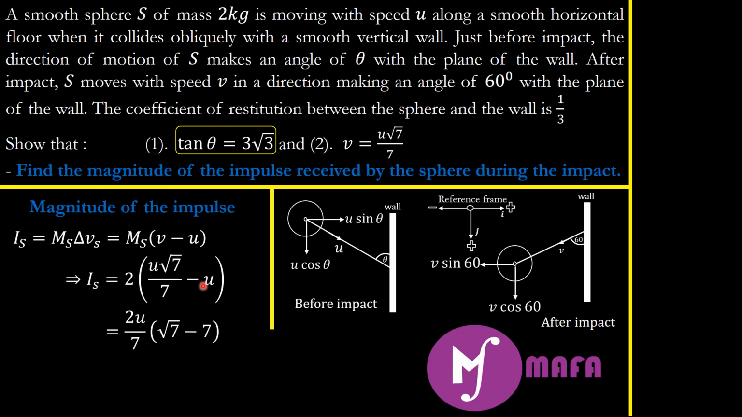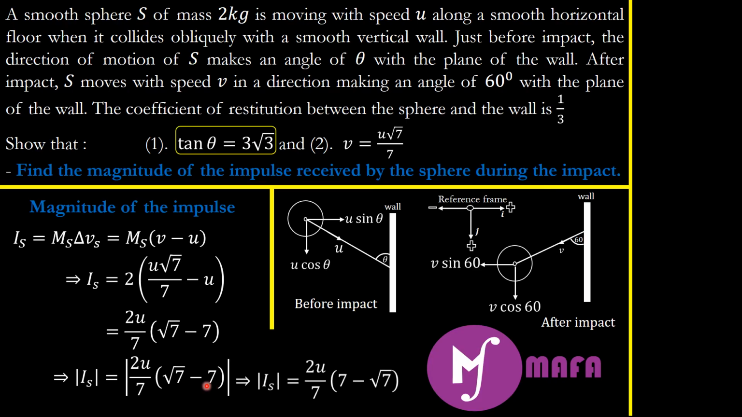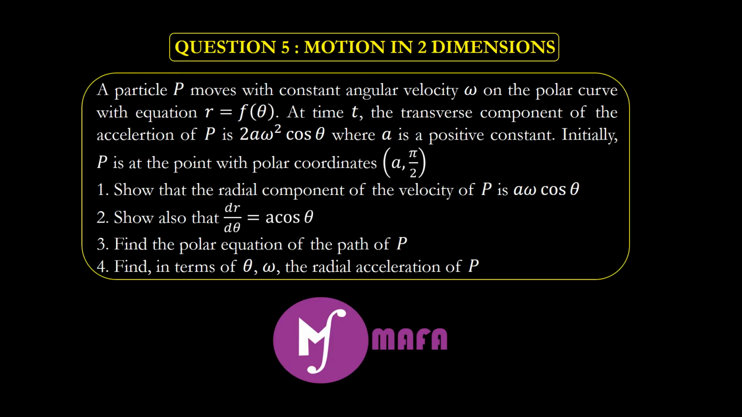If we subtract and group like terms together, we are going to get that the magnitude of the impulse is equal to the magnitude of 2u on 7 into root 7 minus 7. Root 7 minus 7 is negative, so the magnitude gives us something positive. So it means the magnitude of the impulse is 2u over 7 times 7 minus root 7. Alright, so I think the question is done. Let's go to the next question.